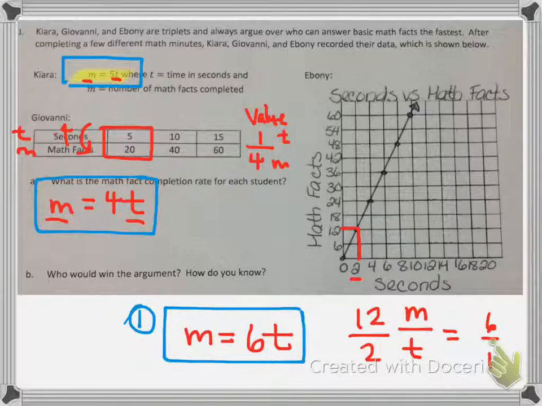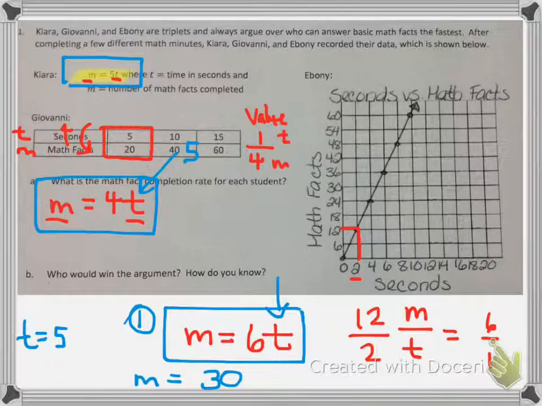If you're not sure, plug in a number for t. It can be anything. Let's say that t equals 5. Well, then I would plug a 5 in for t, and Ebony, if she worked for 5 seconds, would do 6 times 5 math facts. 6 times 5 is 30. So when t equals 5, Ebony would complete 30 math facts. M equals 30. If t was 5 for Giovanni, then we'd plug a 5 in there, and 4 times 5 is 20, so the math facts would equal 20.